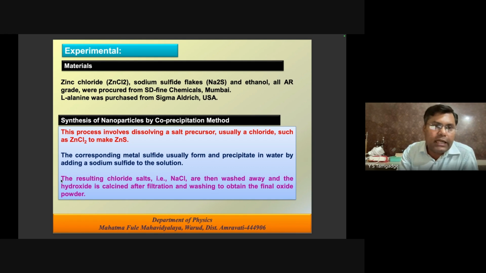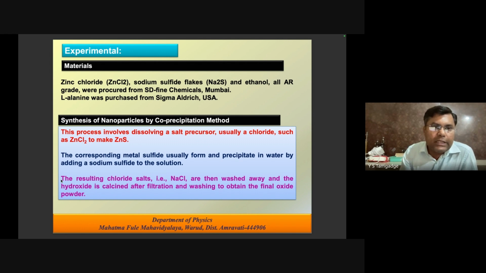This is very simple. It can be seen in various papers, and we have adopted the same methodology. We have used zinc chloride, sodium sulfide flakes, and ethanol, all of AR grade. They were procured from SD Fine Chemicals, Mumbai, and L-alanine was purchased from Sigma Aldrich, USA.